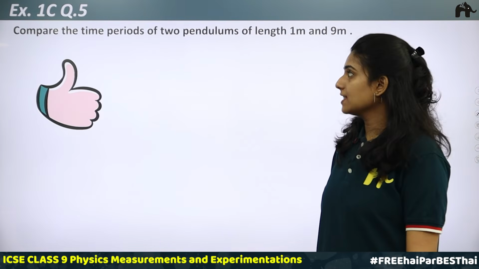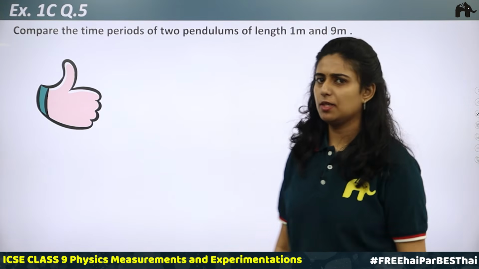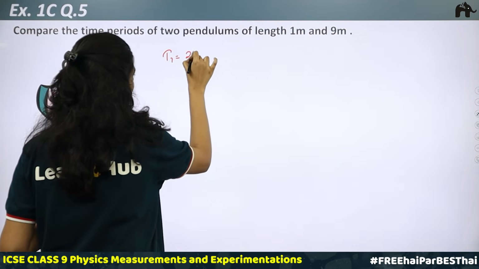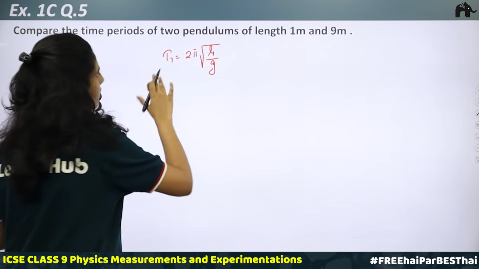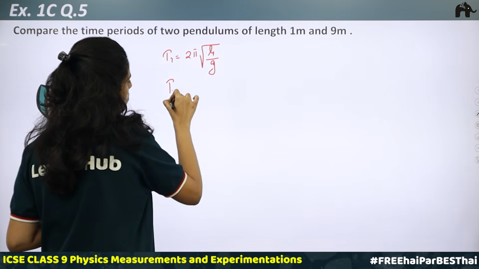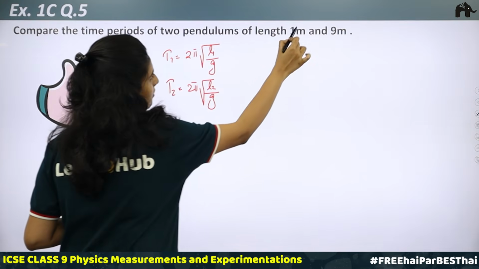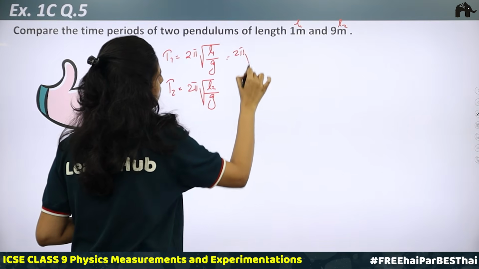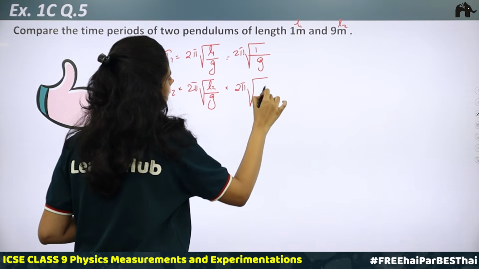Question 5 of exercise 1C. Compare the time periods of two pendulums of length 1 meter and 9 meter. Compare means you have to take the ratio. First, T1 will be equal to 2 pi root of L1 divided by g. Here we are considering g to be the same because it is at the same place. Next, T2 is equal to 2 pi root of L2 divided by g. Here L1 is 1 meter and L2 is 9 meter. This is 2 pi root of 1 by g and this is 2 pi root of 9 by g.